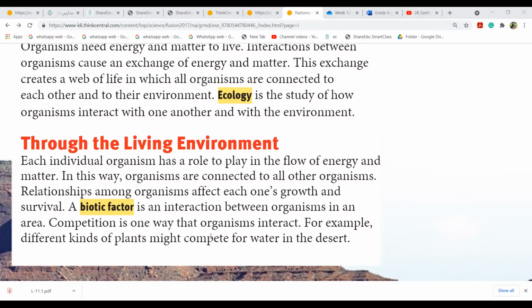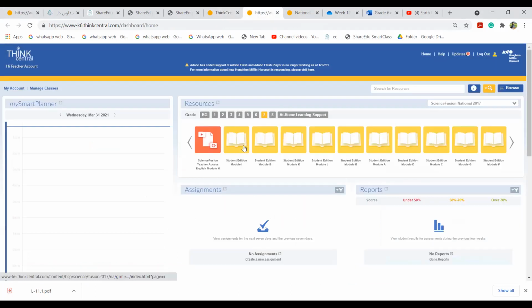And what is competition? Competition is one way to interact. The prey is going for the predator. The predator is searching for the prey. For example, different kinds of plants might compete for water in the desert. So this competition is also one kind of interaction. Now, let us see a small video of it.